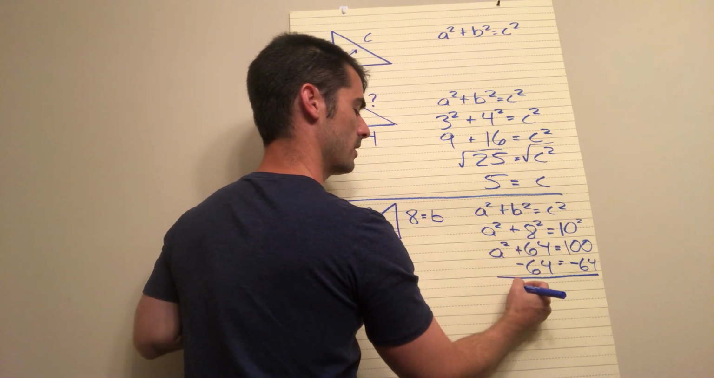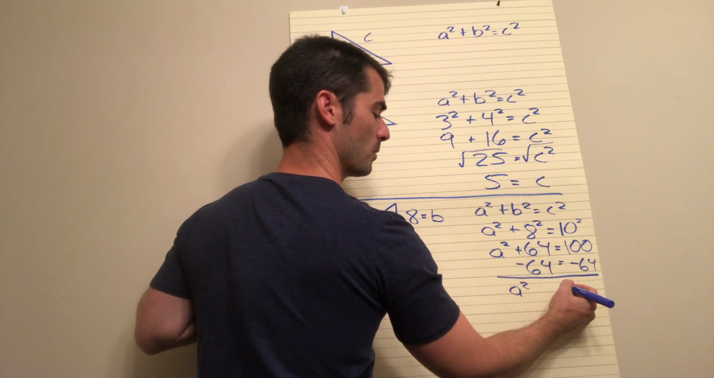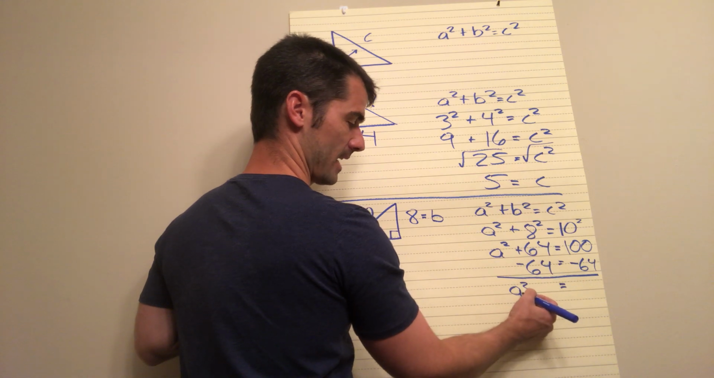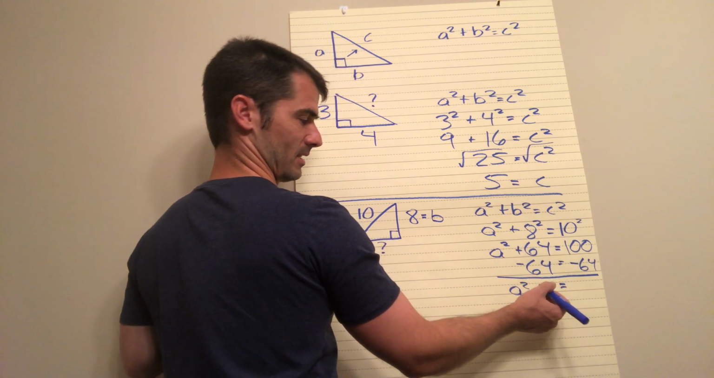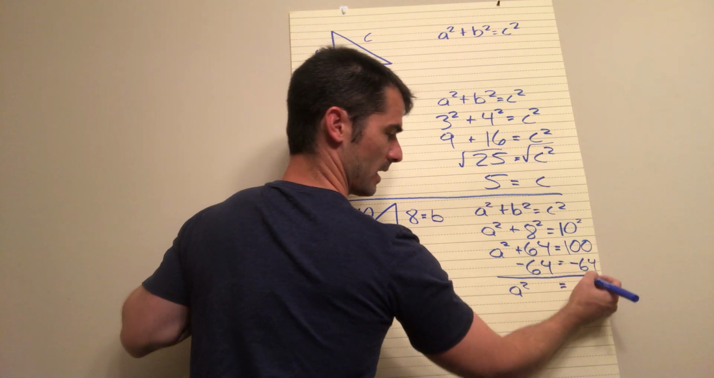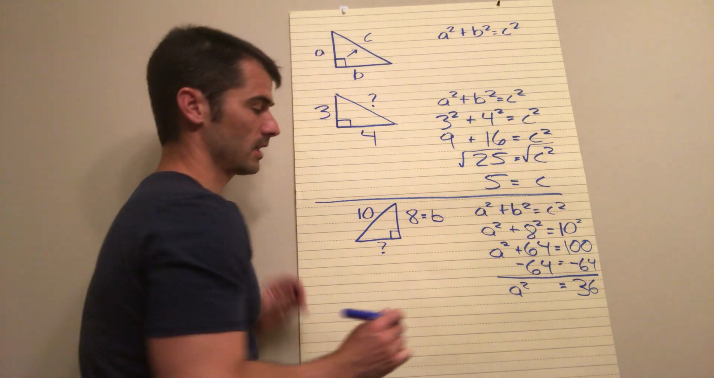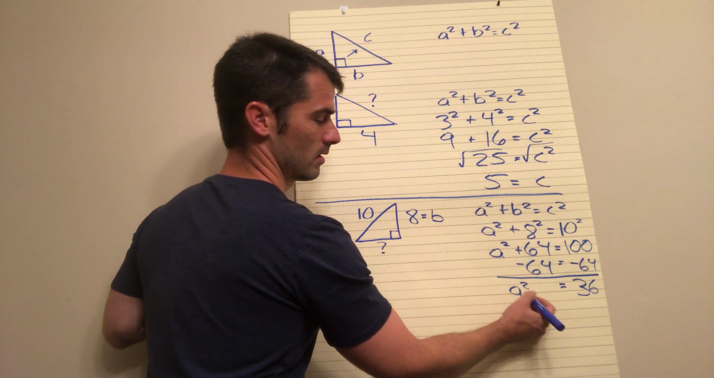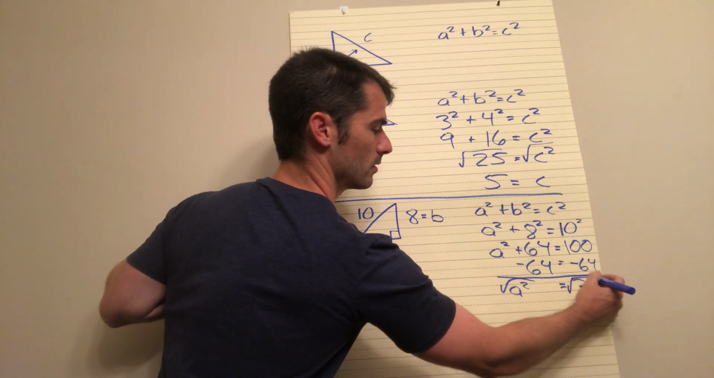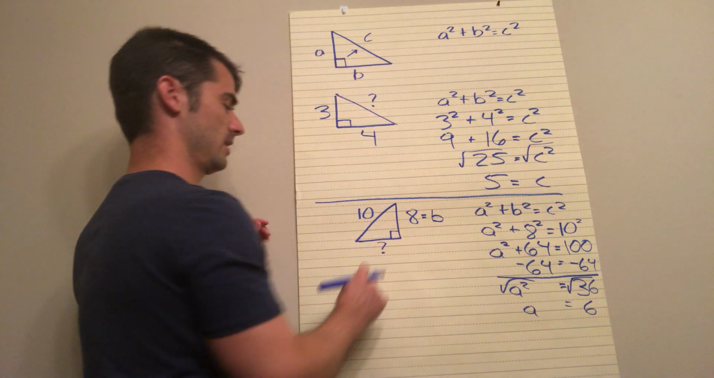So A squared, I didn't do anything to it, bring it down. 64 minus 64 would be 0. I'm not going to bring the 0 down because I was adding that to the A squared, and A squared plus 0 would just be A squared. And then I have 100 minus 64, which is 36. Again, we have to get this A squared, so we get rid of the squared, so we square root. A equals 6.